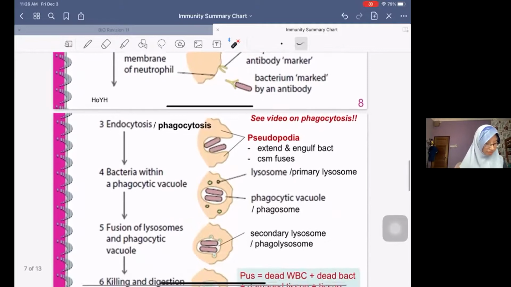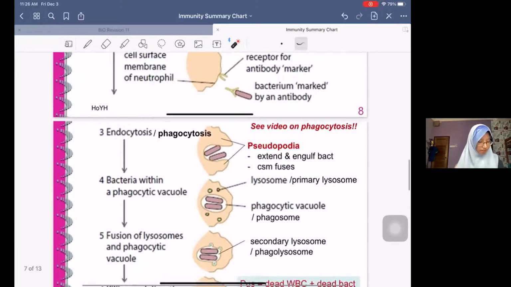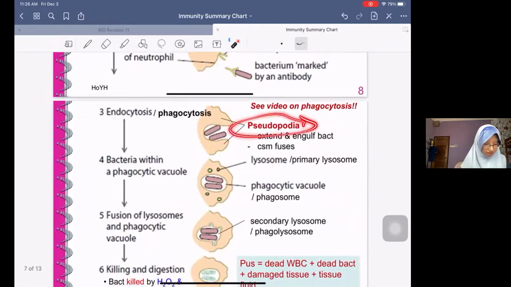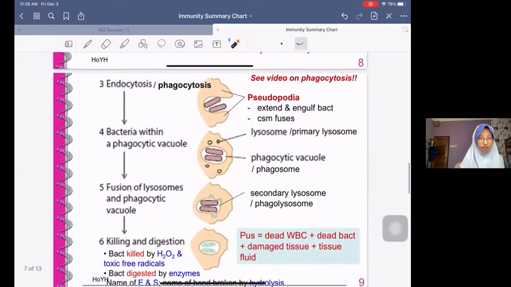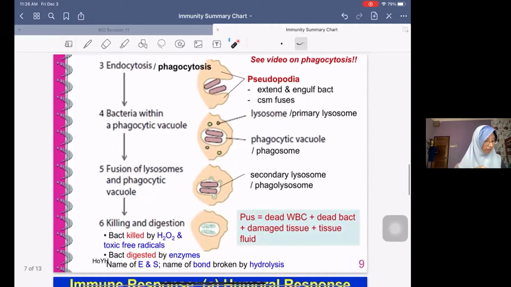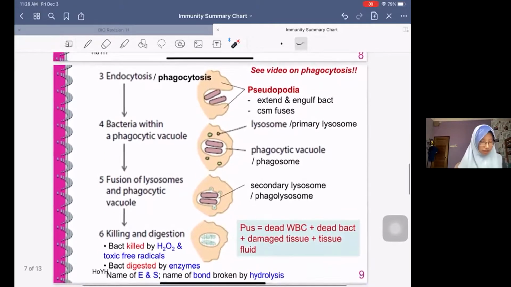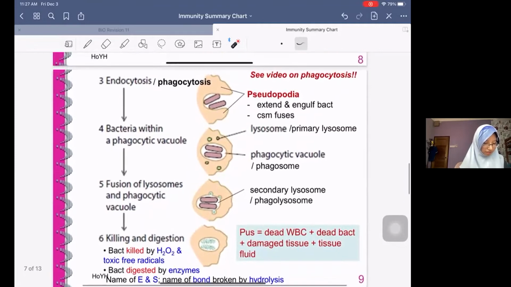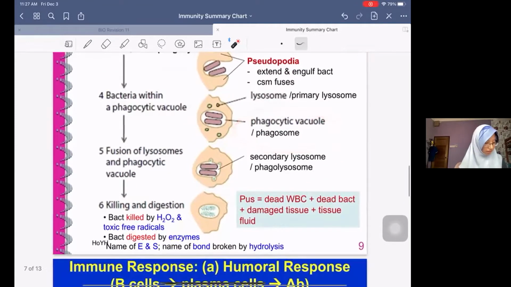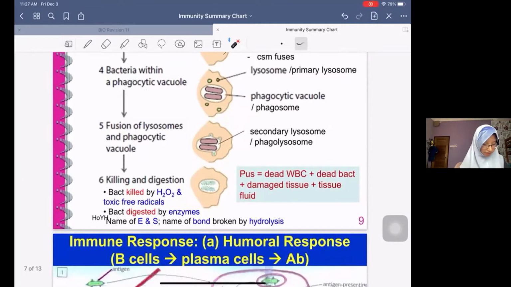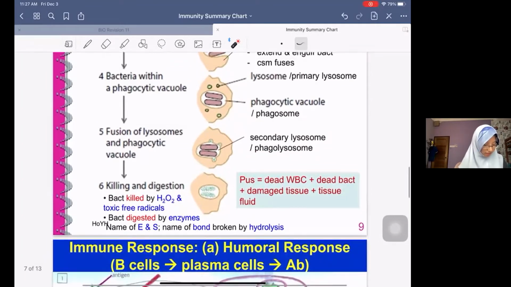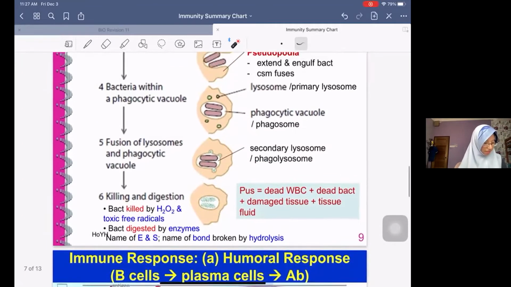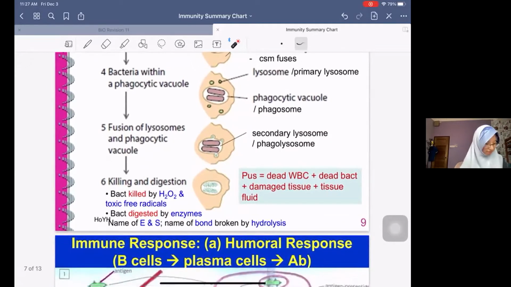Then the third process will be endocytosis or phagocytosis. They extend the pseudopodia to engulf the bacteria and then it will fuse back again. The fourth one will be digestion, where the primary lysosome will digest the bacteria in a phagocytic vacuole. Then they fuse and become a secondary lysosome or phagolysosome, and in the end they just digest.